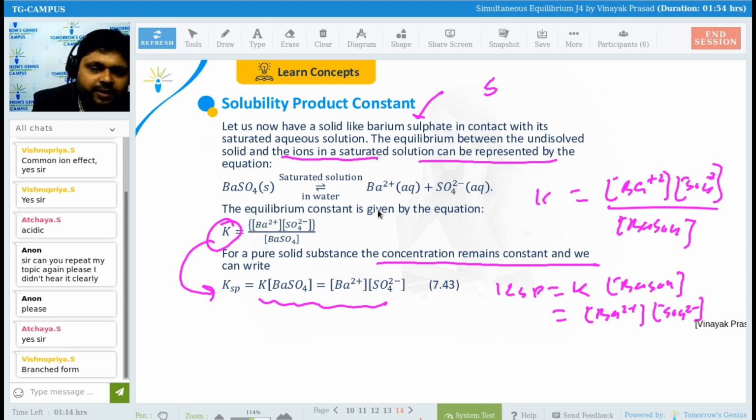Is it okay, guys? So you can see here, there is nothing in the denominator, only the numerator parts are there. But in the case of Kc, if you have to find Kc, then you can see there is a denominator part also. Is it okay?